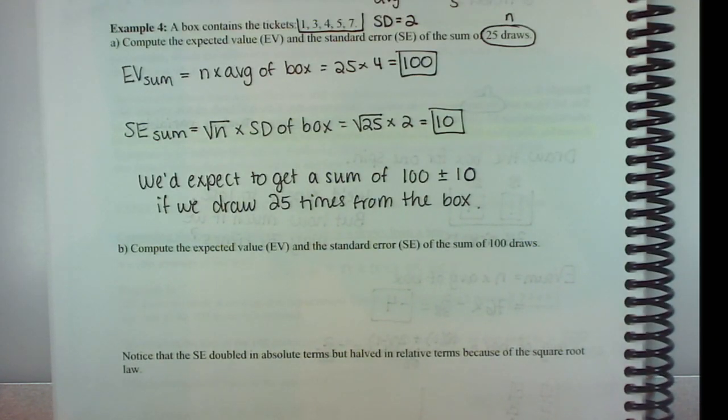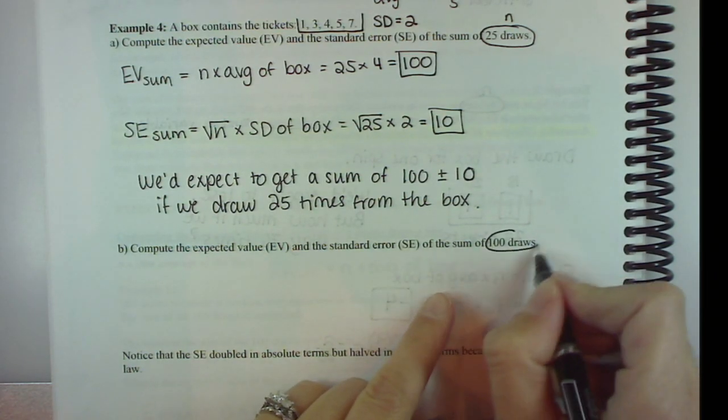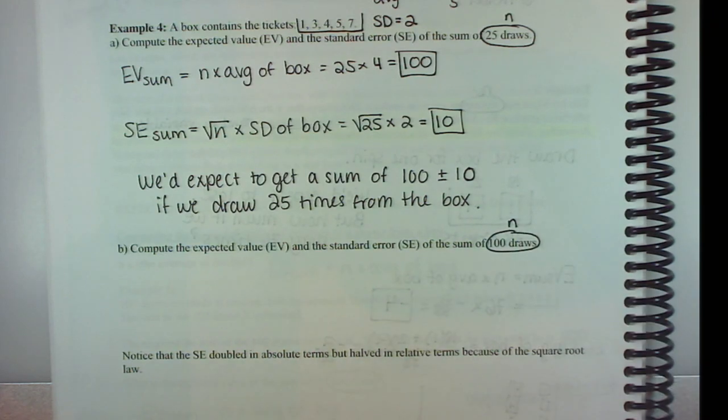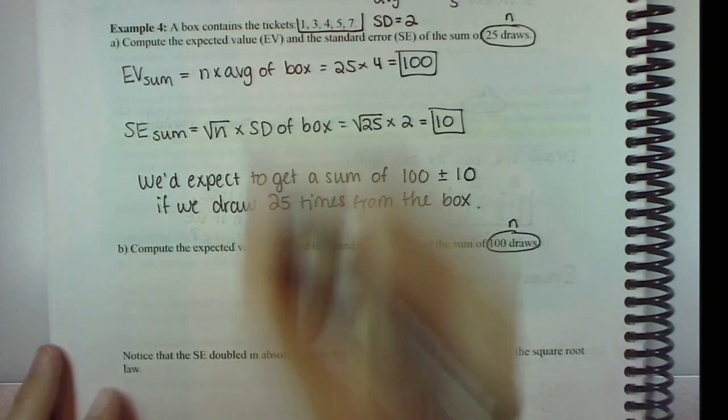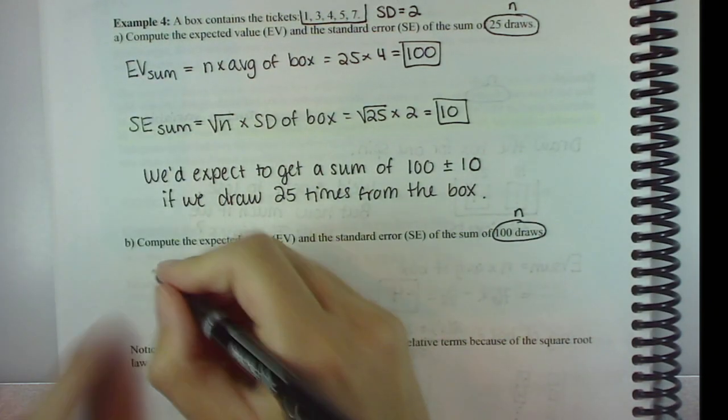So let's go ahead and do part B. It says to compute the expected value and standard error of the sum for 100 draws. So n is 100. And this looks really familiar, right? In part A, we did the same thing, but for 25 draws. So again, this is nice. We kind of already did all the work, right?